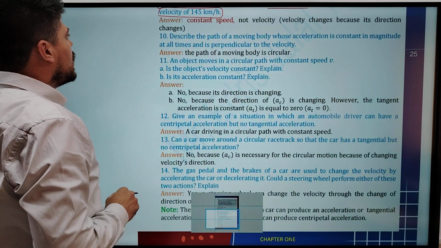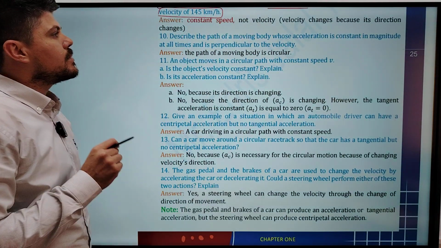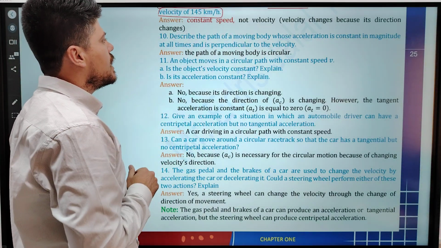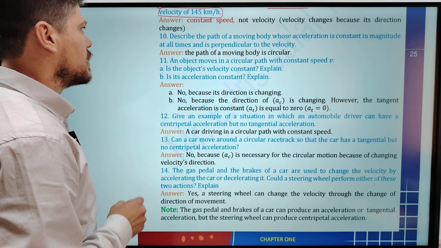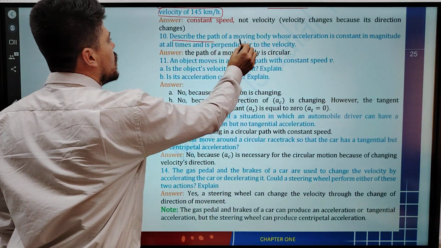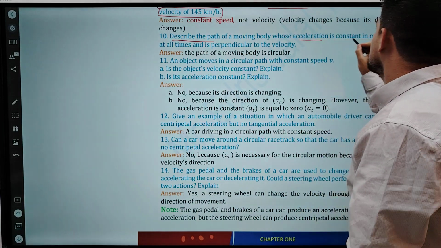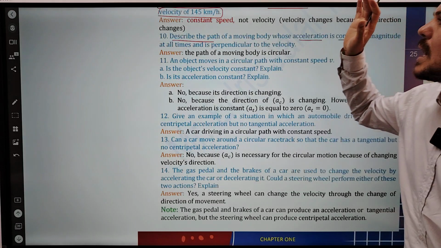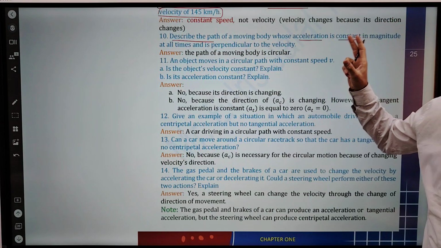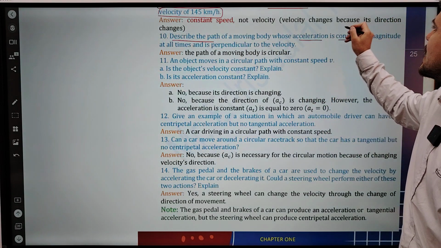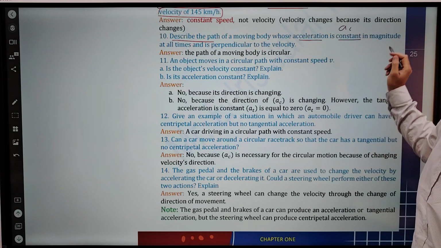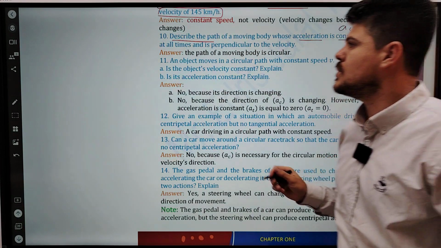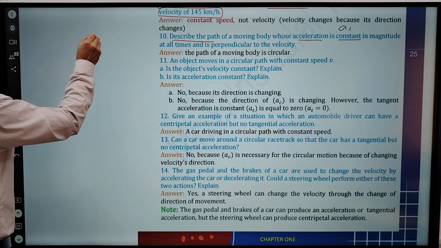Question 10, describe the path of a moving body whose acceleration is constant in magnitude at all times and is perpendicular to the velocity. The acceleration is constant in magnitude, not in direction, which is centripetal acceleration. And at all times it is perpendicular to the velocity. Which type of acceleration is perpendicular to the velocity?